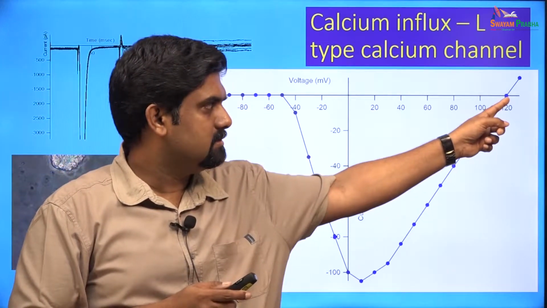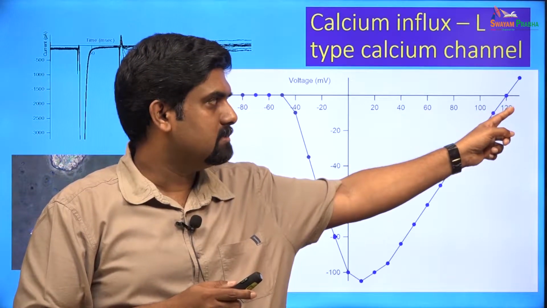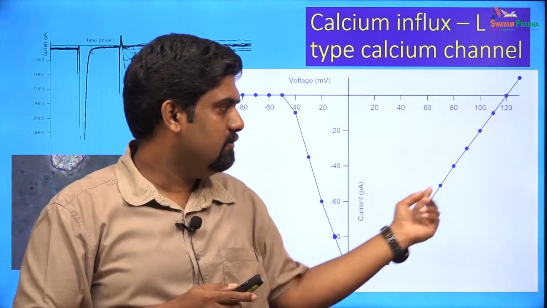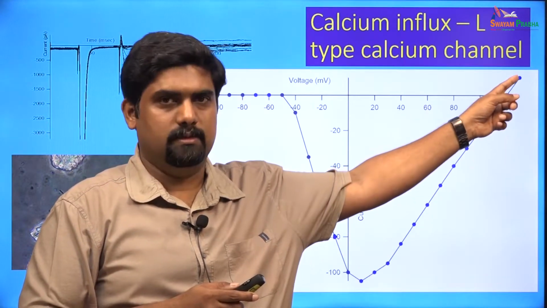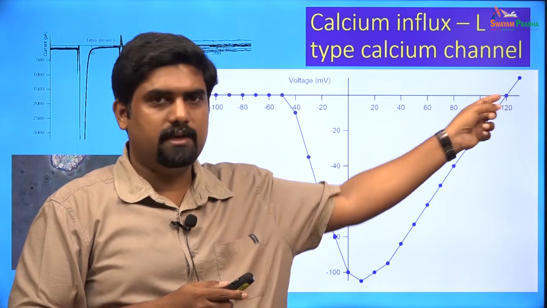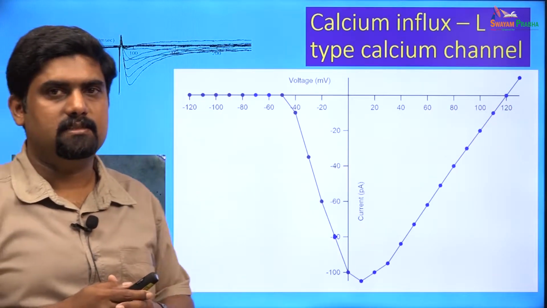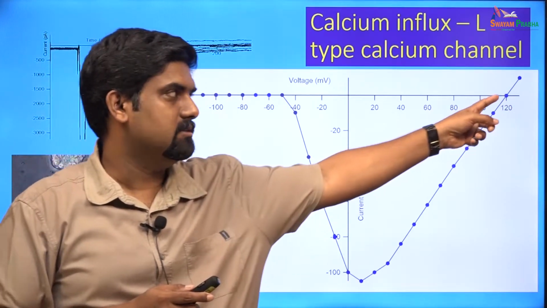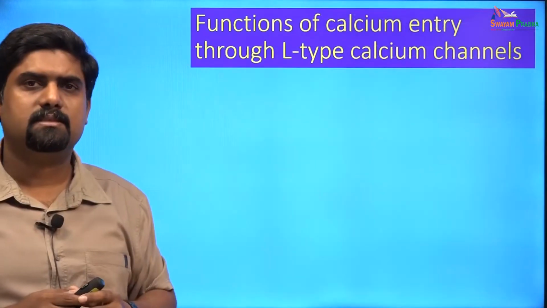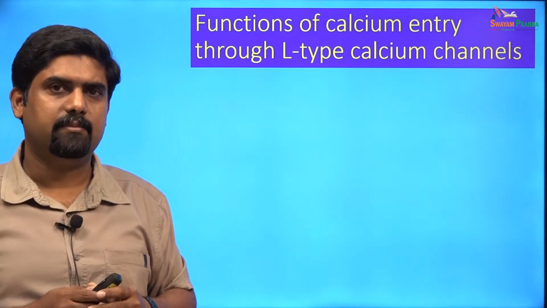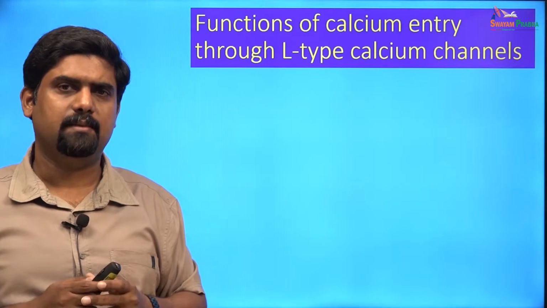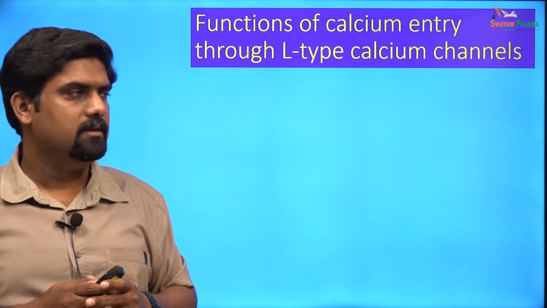Now when the membrane is depolarized beyond plus 120 millivolts, this inward calcium current becomes outward. So this is the reversal potential for calcium, or the equilibrium potential for calcium. Now let's discuss the functions of these L-type calcium channels. Where are these L-type calcium channels present?